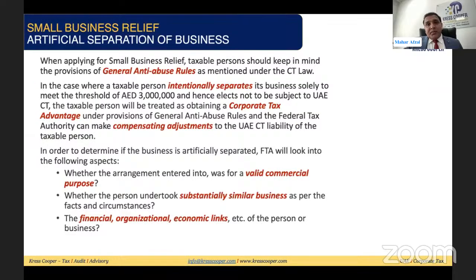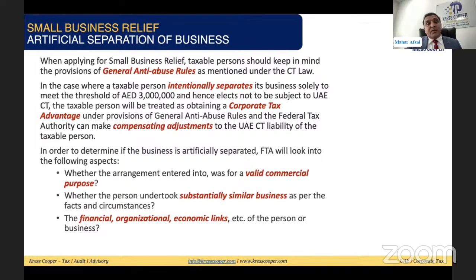So, artificial separation: there is a possibility that one group has multiple transactions. The group is segregating the transactions and showing income below 3 million for each and every entity. Once they have income less than 3 million, they can go and opt for small business relief. But we need to keep in mind that the anti-abuse rules are there. If the anti-abuse rules are applicable, then they need to look into, in a commercial sense, degrouping or segregating the entity. Is there any genuine financial or economic reason for this? If there is a genuine reason and commercial sense, then they can segregate, deregister the group, and bring the revenue of each entity below 3 million. Otherwise, the group will be considered overall and the entity will not fall under the small business relief.